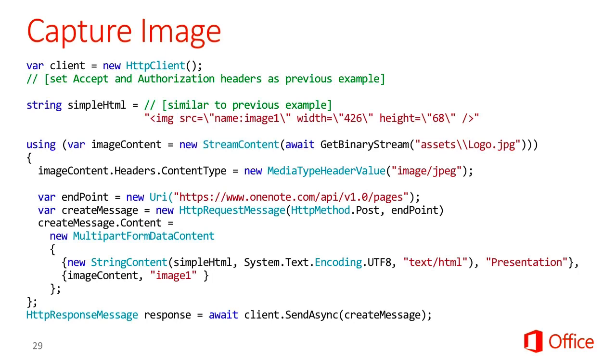The image content, again, if you look above, that's the actual header value that's being passed in. It's a stream of an image coming from a local asset. That's logo.jpg. And we're going to call it image1. And then I submit the whole request over to the endpoint. The name of presentation that you see there in the string content I'm passing across, that's required. That indicates the main part of the capture.